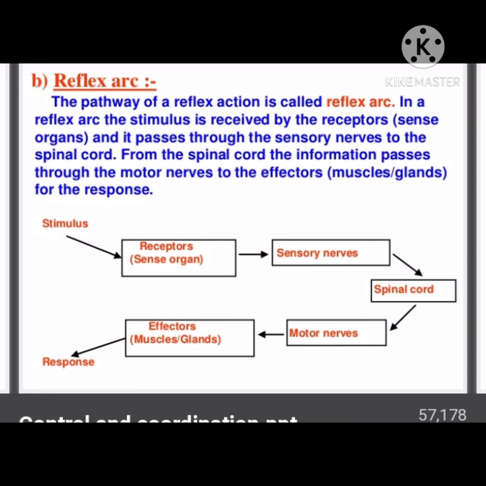Next we have to study coordination in plants. Only the nervous coordination is what we discussed in animals. The chemical coordination is there, that we can do later. Okay.